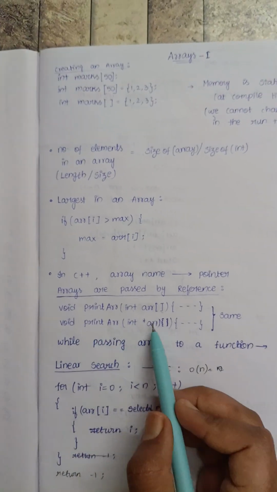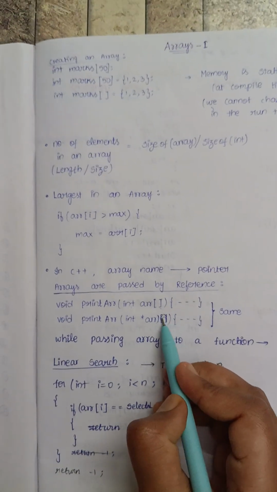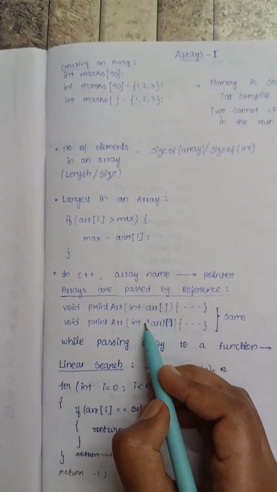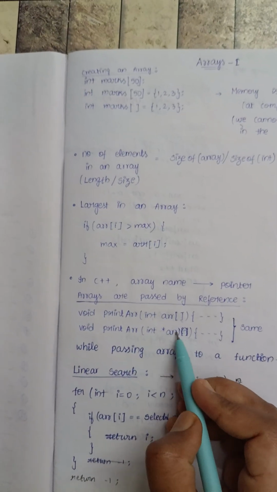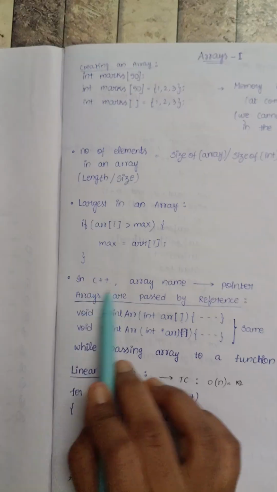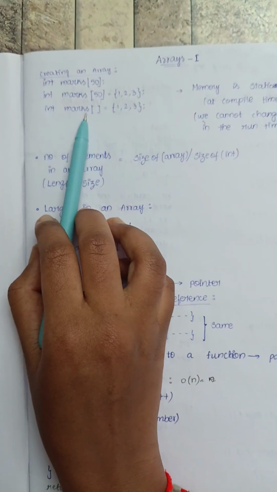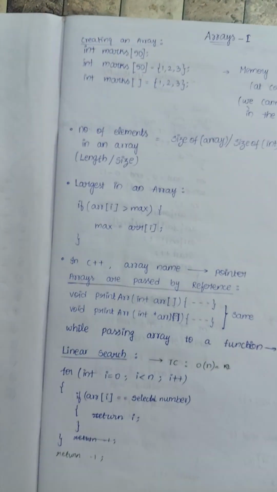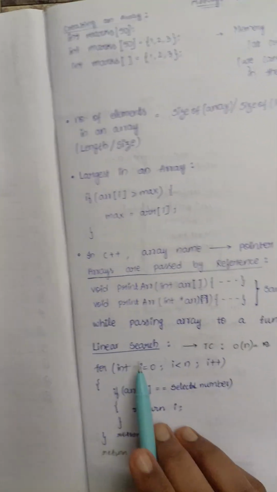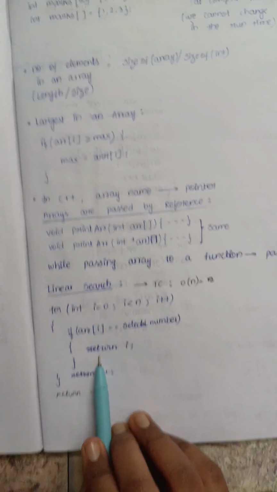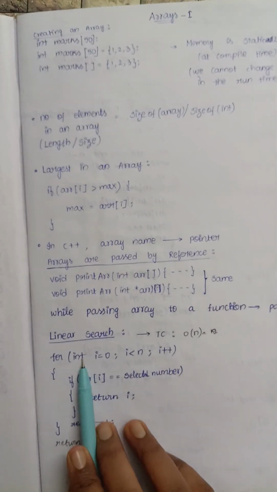But while writing, if you don't want to write the close brackets, instead we can use the star, because an array is a pointer. In C++ the array name is a pointer. Here we are writing marks, and this marks will act as a pointer. And I suppose that you know how to implement linear search.